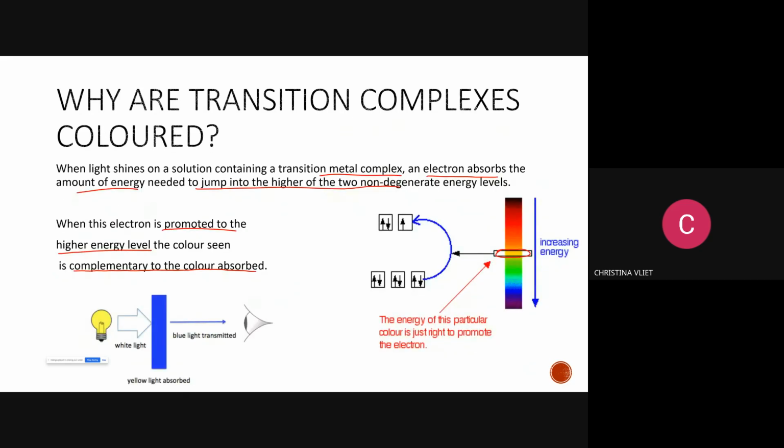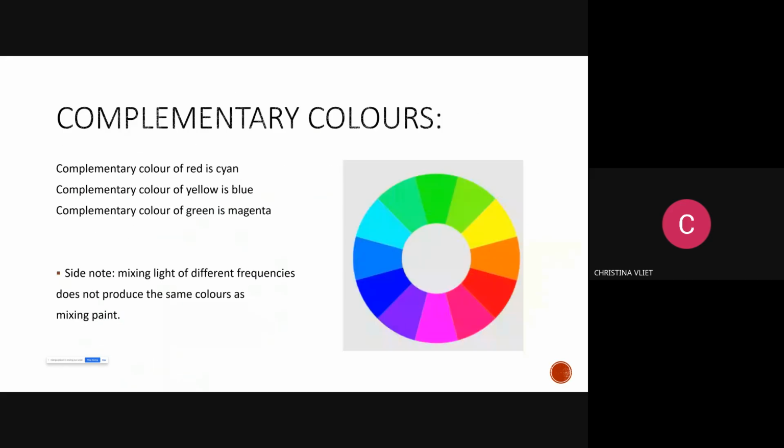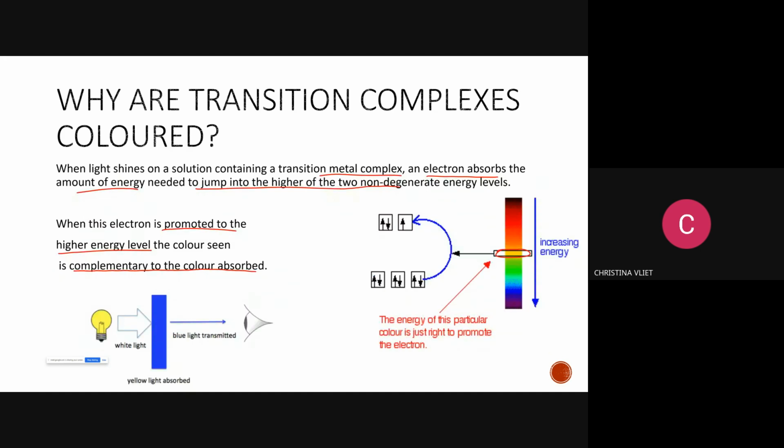So notice, white light. If yellow light is absorbed by the solution, what are we going to see? The complementary color, which is blue light. So if it absorbs yellow light, which means that the increase in energy was in the yellow wavelength section, then we're going to get blue light that we see. Like, for example, copper sulfate, that's how it gets to blue.